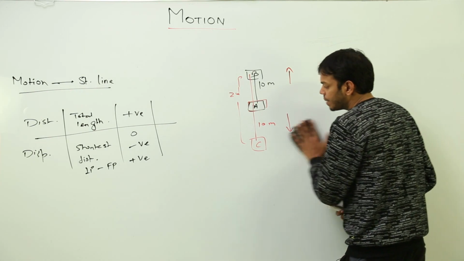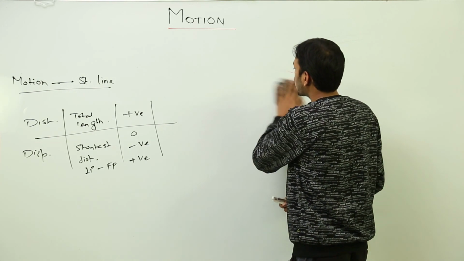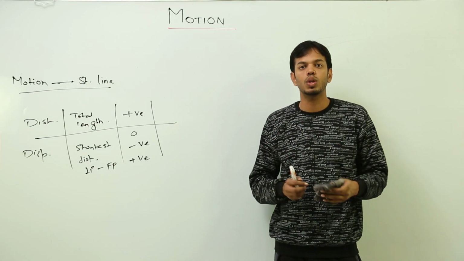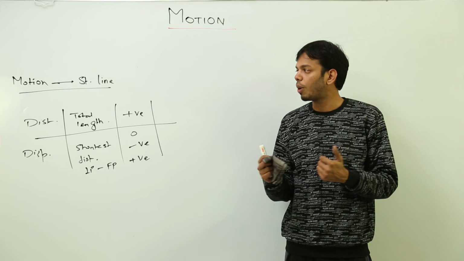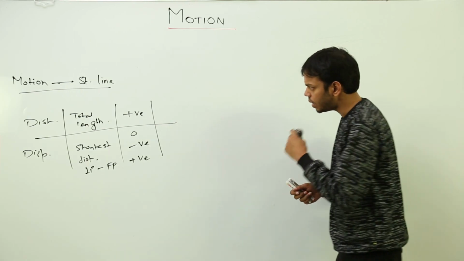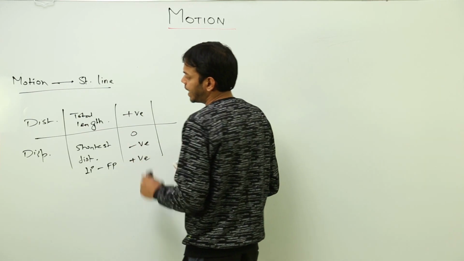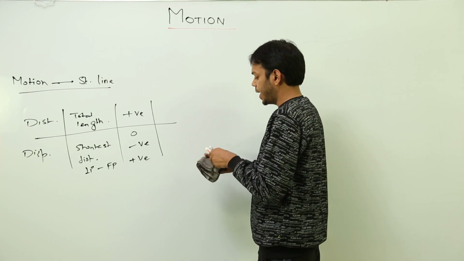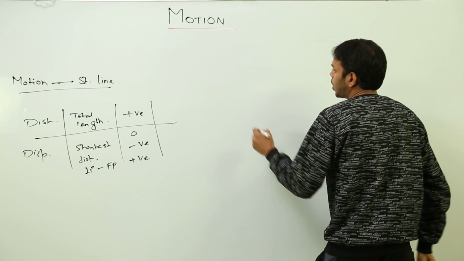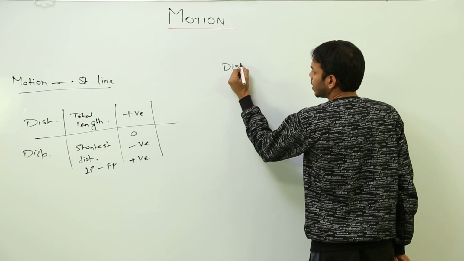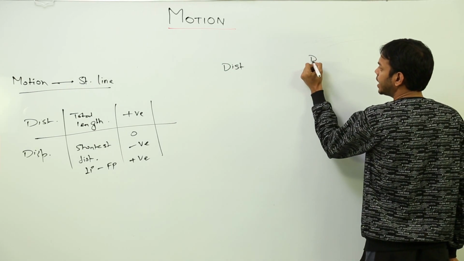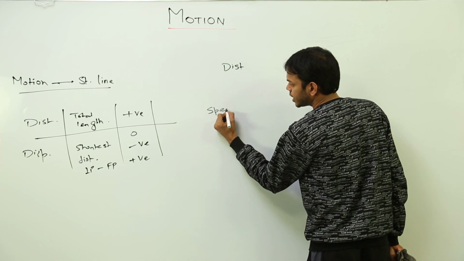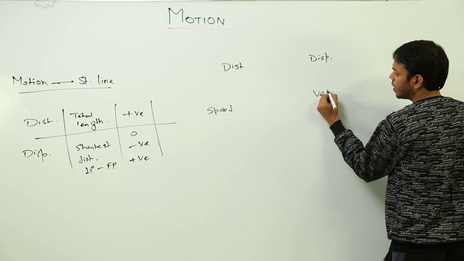But this sign convention is not applicable as per your syllabus, but this is a fact that you should know, so that it will be easier for you to understand the topic when you go to higher classes. Now, in motion in a straight line, we are studying distance and displacement. The basic difference is clear. We have done distance and displacement. So now we will study speed and velocity.